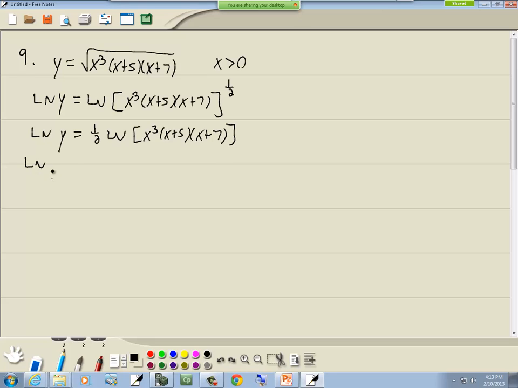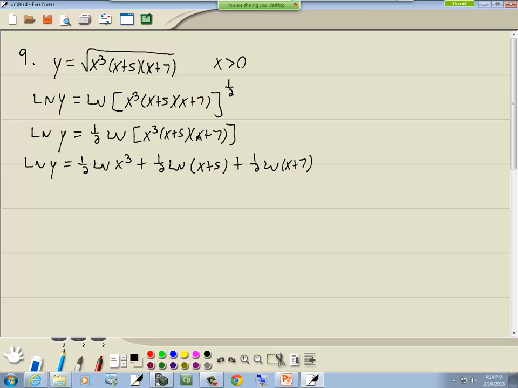Now we can go even further. Now that just eliminated our radical, which is kind of cool. But we can go further. What's inside the brackets here is multiplication. X to the third times x plus 5 times x plus 7. Remember, multiplication from college algebra becomes addition. So this becomes 1/2 natural log of x to the third. Now the 1/2 has to be out in front of all of your natural logs, or outside and multiplied by everything. So we've got plus 1/2 natural log of x plus 5 plus 1/2 natural log of x plus 7.